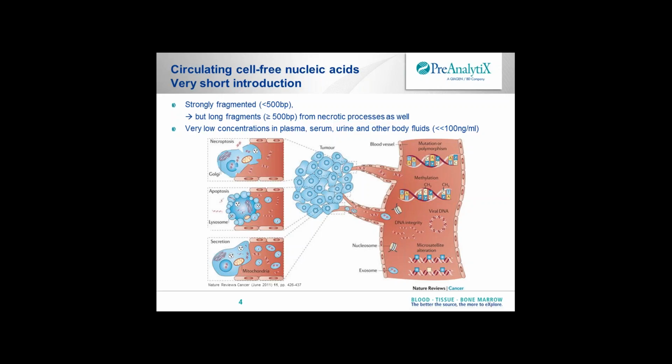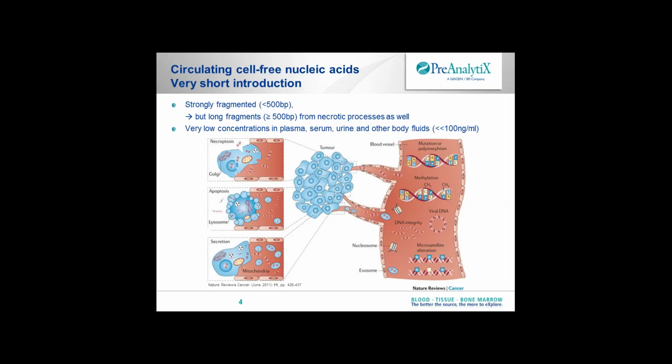So as you all know, this DNA that you can recover from the blood and the plasma is strongly fragmented, and the most important part of it is much less than 500 base pairs long. But what makes it a little bit more complicated for us as developers of the isolation procedures is that there are also larger fragments, larger than 500 base pairs, in this original ccfDNA, coming, for example, from necrotic processes, organ diseases, or cancer cells. And these are also of interest for many applications here.